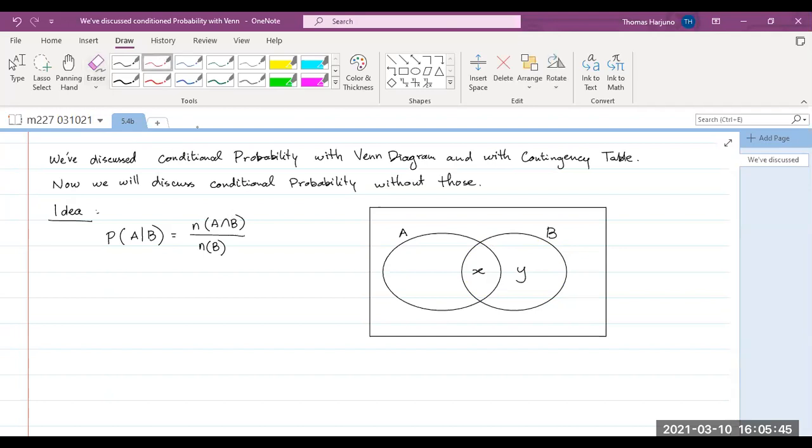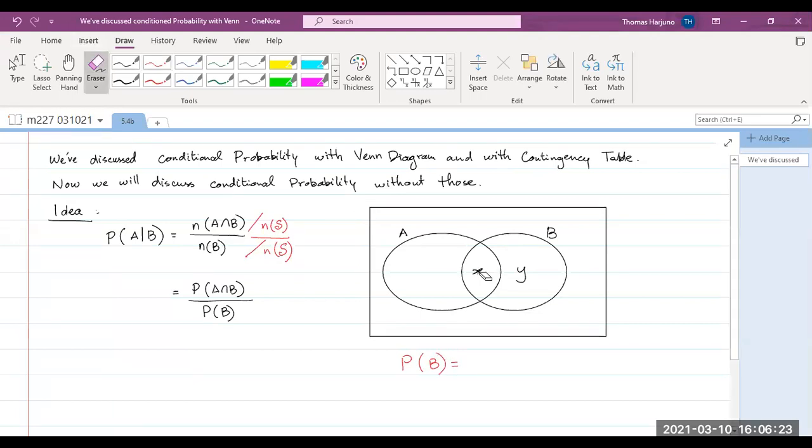Now, if you imagine we divide the top by the number of elements in the whole space, and at the bottom, you also divide by the number of elements in the whole space, then we actually get the probability of A intersect B on the top over probability of B at the bottom. Oh, hold on. Why, Thomas? Why? Let's take a look at how we computed probability of B.